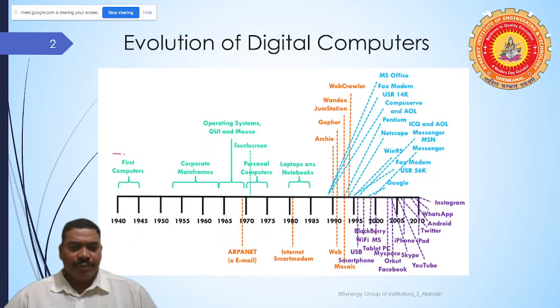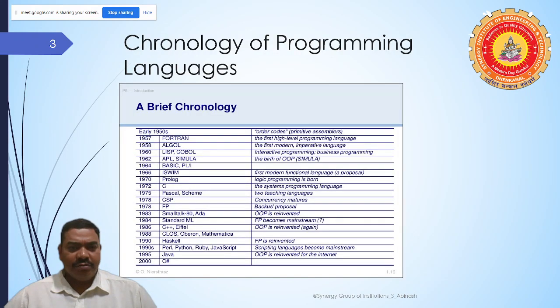So, first computer, then mainframes. With the evolution of digital computers, the evolution of programming languages happened simultaneously, right? The programming languages are divided into a number of categories, that is, paradigms based on the patterns of programming languages.